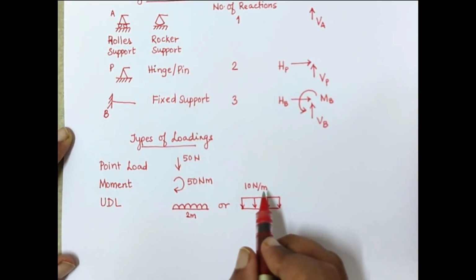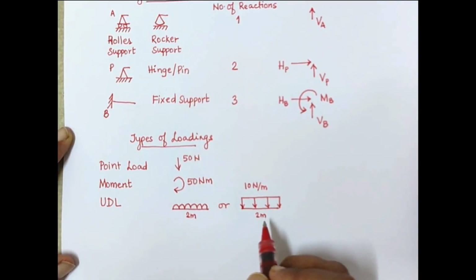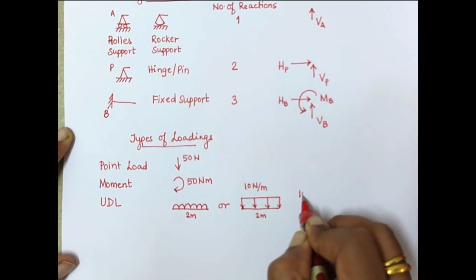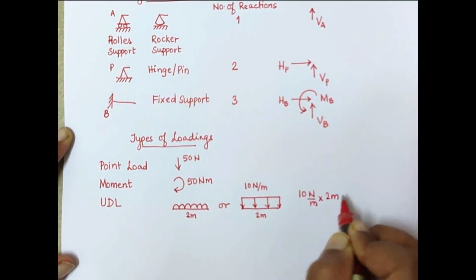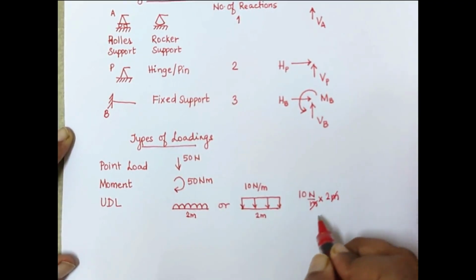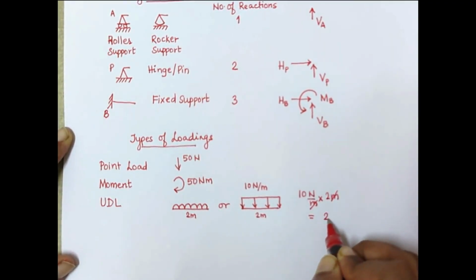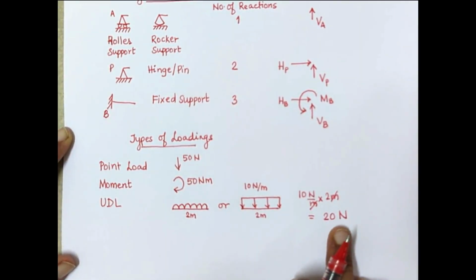So if it is 10 Newton per meter, for 2 meters how much will I have? It will be nothing but 10 Newton per meter into 2 meters. Here the meter gets cancelled and you get a point load of 20 Newton. Now we have to understand one thing very clearly: this particular 20 Newton conversion that we have done is only for the sake of calculating the support reactions. The loading condition does not turn into a point load.